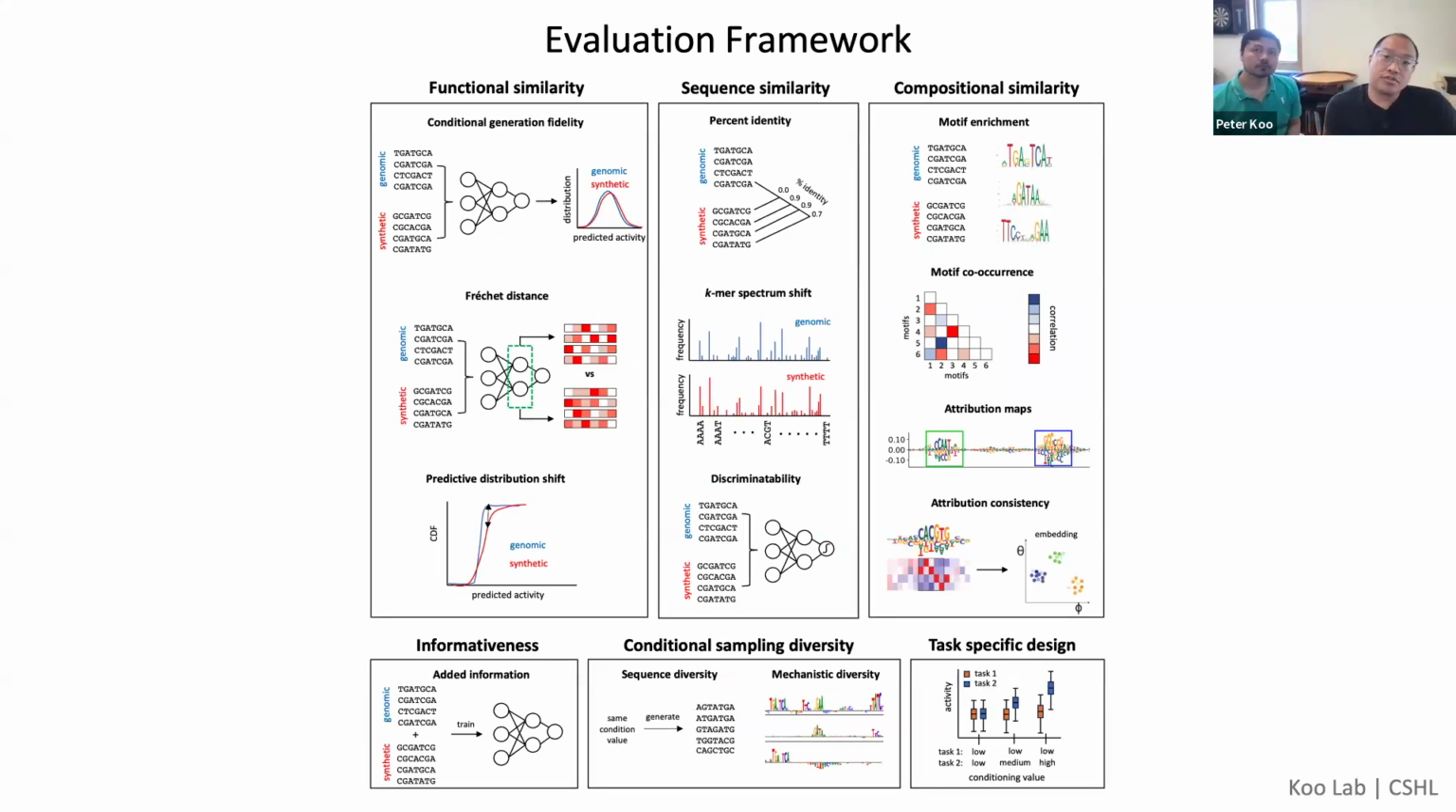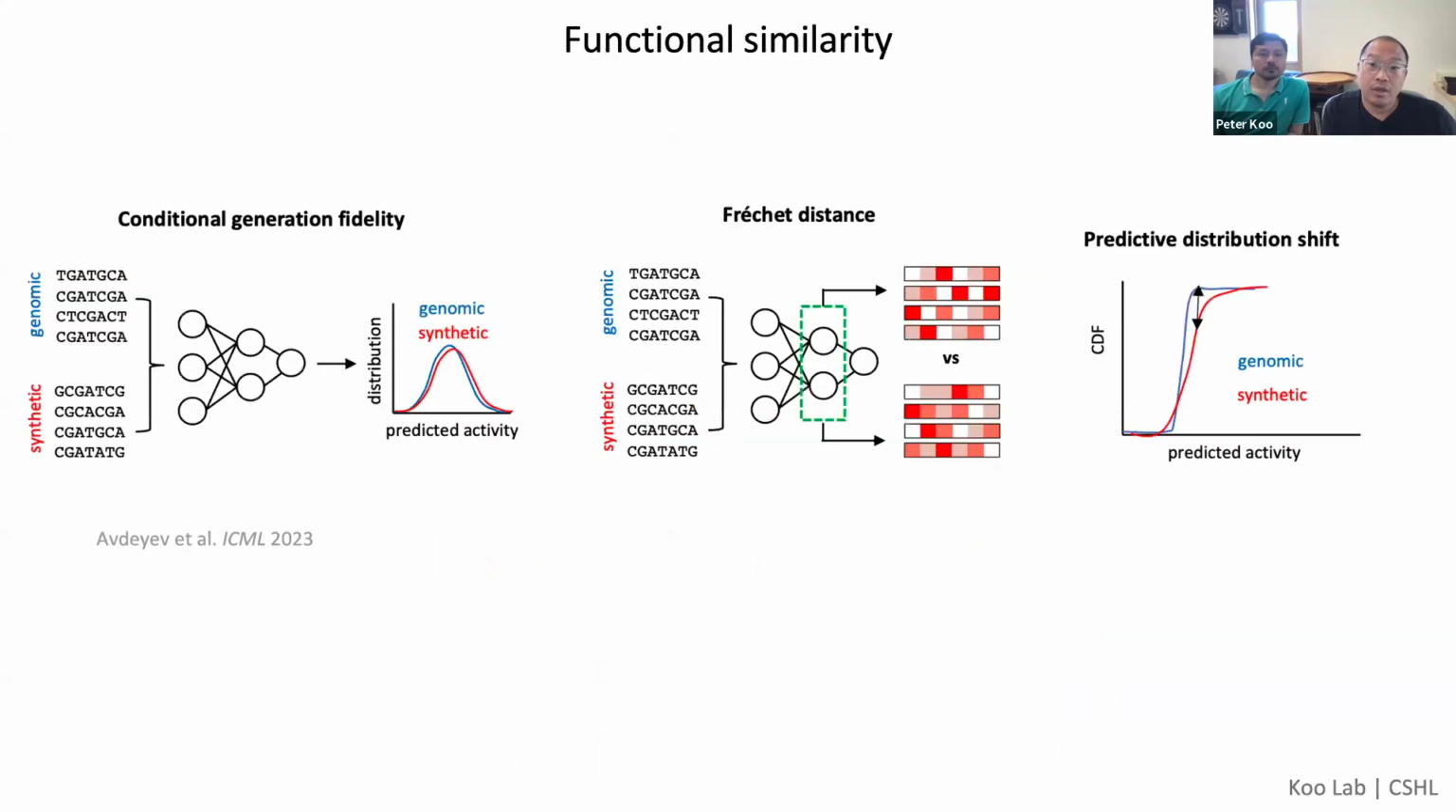Okay. So to assess the quality of the generated sequences, we came up with a wide variety of in silico evaluations. These evaluations span functional similarity, sequence similarity, compositional similarity, informativeness, and capabilities for conditional sampling. So for functional similarity, we want to assess whether the generated synthetic sequences exhibit the same distribution of functional activities as the natural genomic sequences.